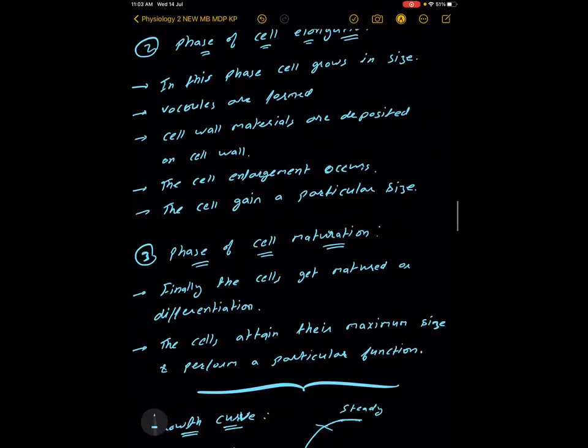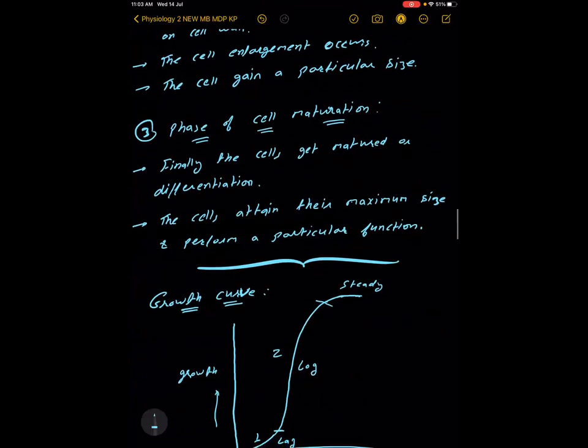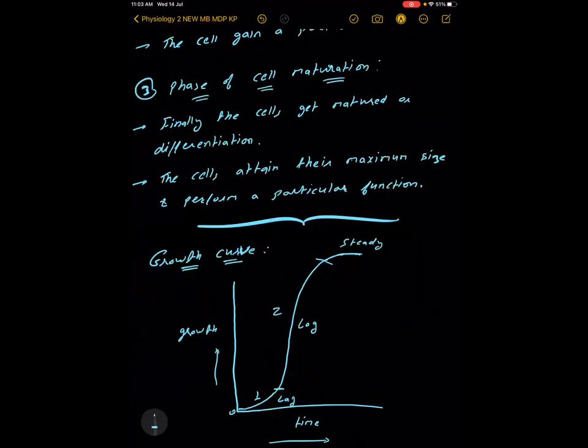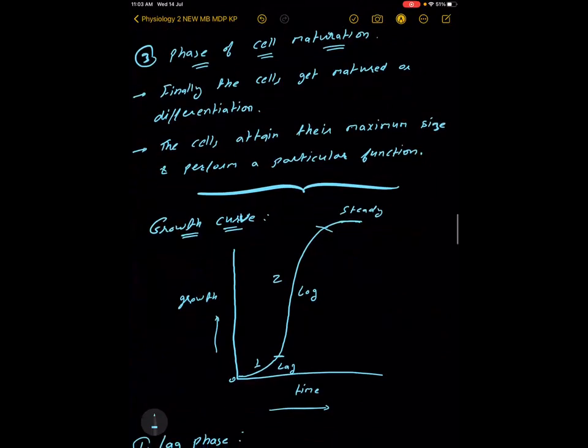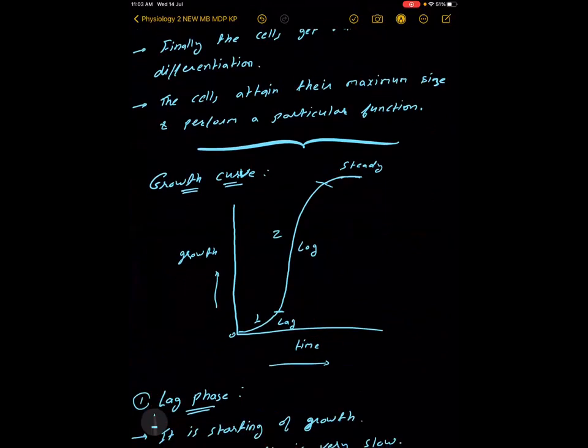Now phase of cell maturation. After this, finally they attain their maximum size, they get differentiated, and they perform a particular function. So that is called cell maturation. It is the zone of maturation. Okay, here no division occurs.